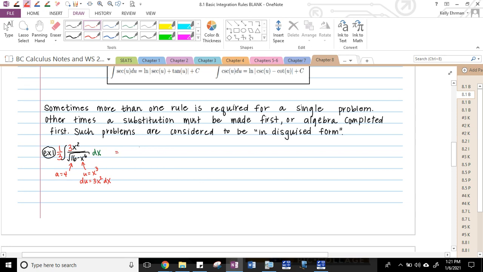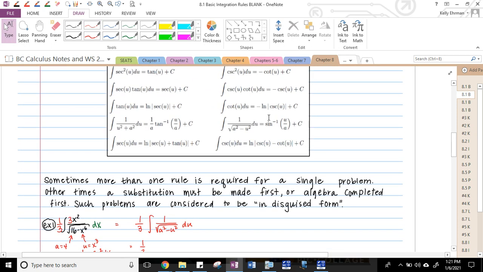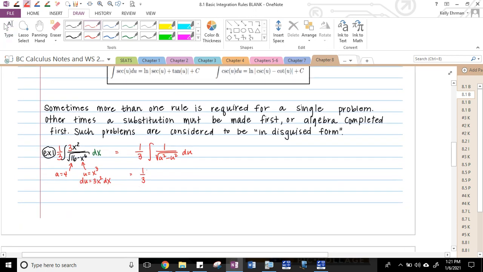All right, so this is actually equal to 1/3 times the integral of 1 over the square root of a squared minus u squared du. I always like to write this step because that helps me keep it straight and integrate properly. So I have a 1/3 out here. And then look at your arcsine formula. Arcsine doesn't have the 1 over a right here. It's just arcsine of u over a plus c. So 1/3 was out there because of the u sub. And then arcsine of x cubed over 4, u over a, plus c. So this one we're calling in disguised form because, yes, it was arcsine, but it was also a little u sub work that we had to do.